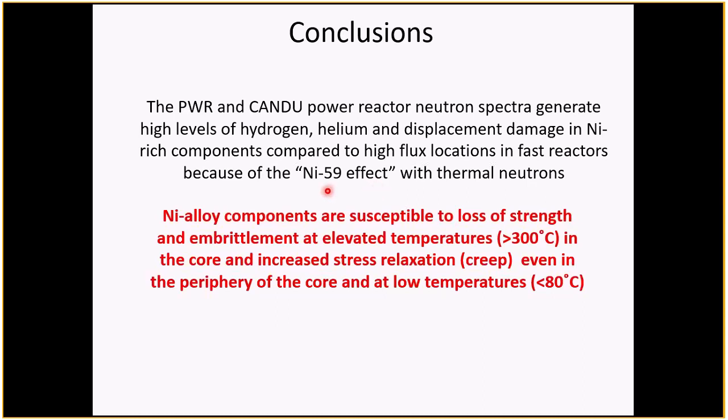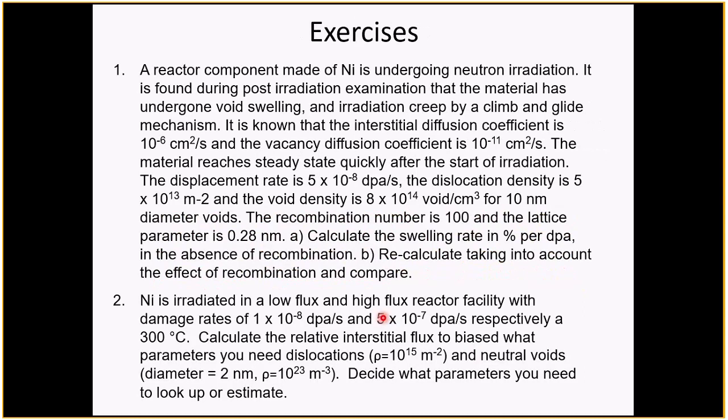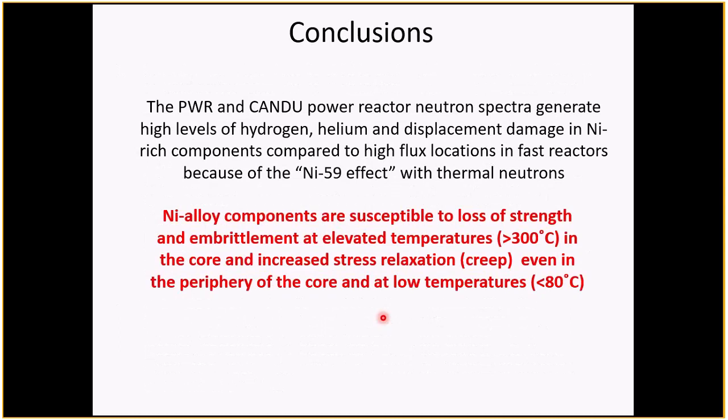It just shows you have to take into account the spectrum wherever you are, and you have to be aware of nickel. So nickel 59 and nickel effects become important when you have a lot of nickel. But if it's steel and you only have 10%, then it's not so bad, and you don't have to worry about it quite so much. Anyway, there you go. Nickel alloy components are susceptible to loss of strength, and that could create a loss of coolant, especially in the case of the spacers in the CANDU reactor.